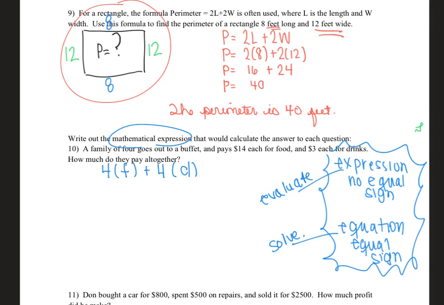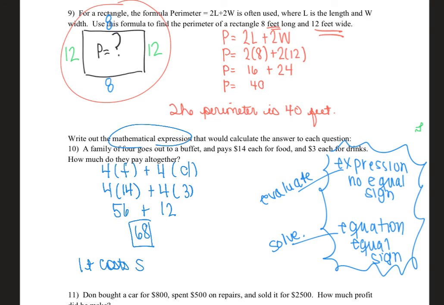So 4 times 14 plus 4 times 3. 4 times 14 is 56. 4 times 3 gets you 12. When you add them together, you get 68. All right. It costs $68.